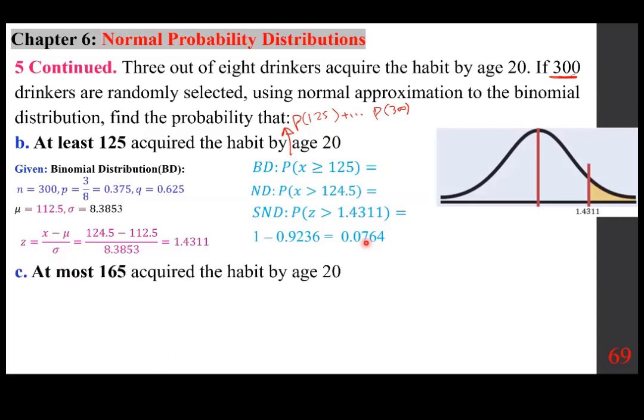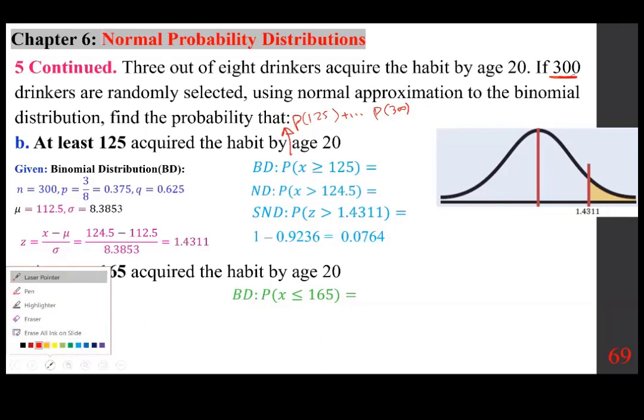At most, 165 acquired the habit by age 20. So that means binomial distribution tells us probability of x less than or equal to 165. And we do the same thing. We either put 165.5 or 164.5. We have to make a decision.